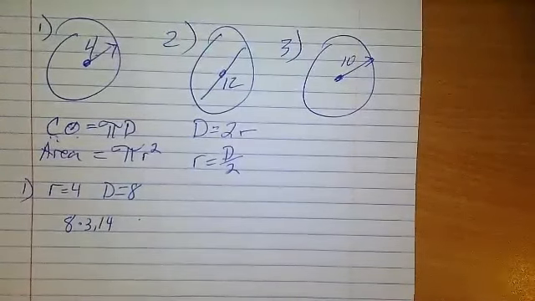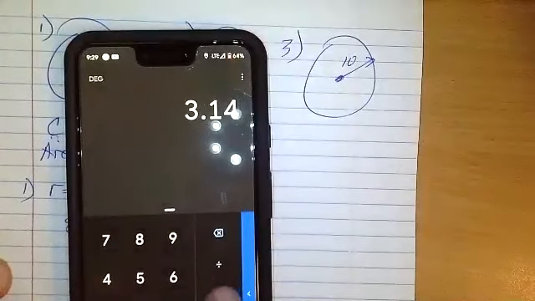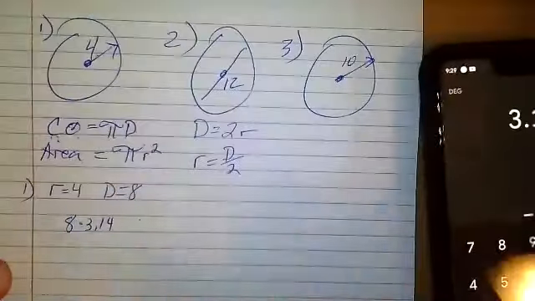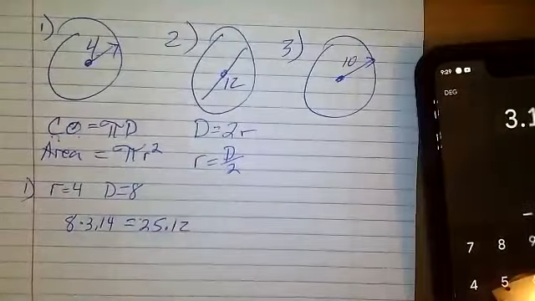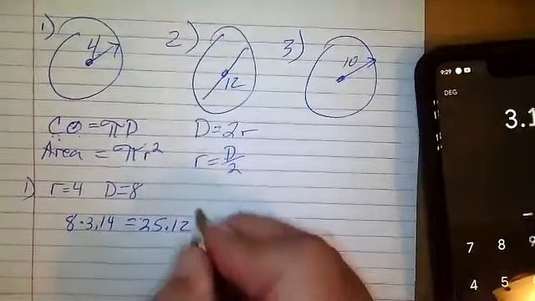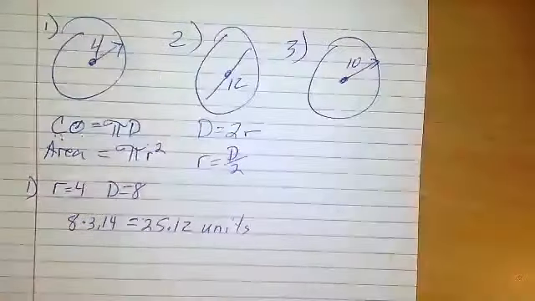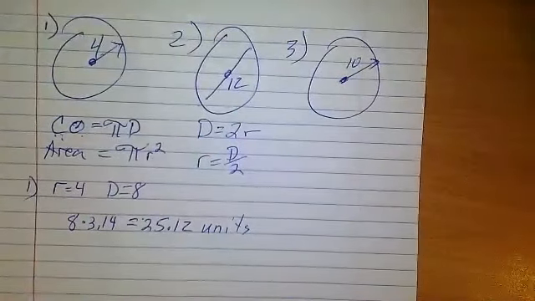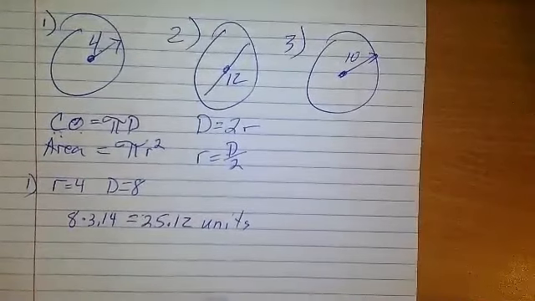25.02? So 3.14. 25.12, there we go. So 25.12, and that's going to be units, right? Because I don't have any units listed. So if there's nothing that says inches, centimeters, or whatnot, then it's just going to be units. Is that what you got? Does that make sense? Okay.